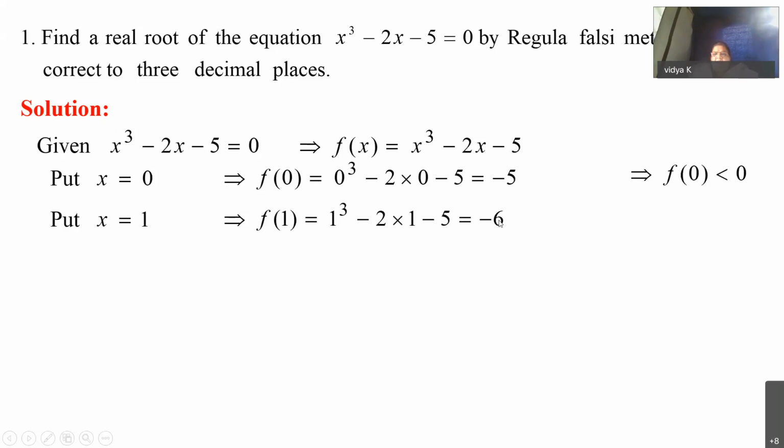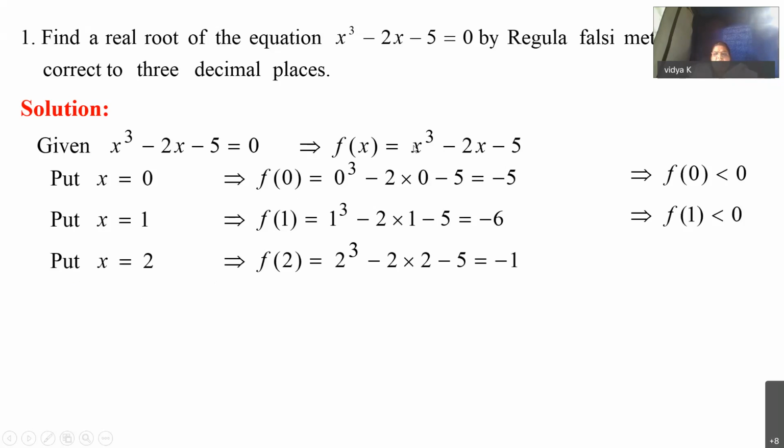Both are negative, right? So therefore, your root won't lie between 0 and 1. So next you put x equal to 2. So what is f at 2? Substitute here x as 2. You get minus 1. Check now: this is negative, less than 0, and this also is less than 0. So you can't say the root lies between 1 and 2.